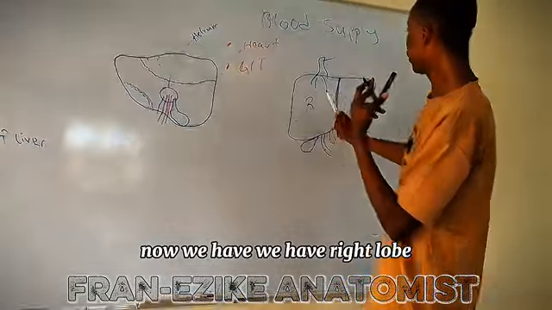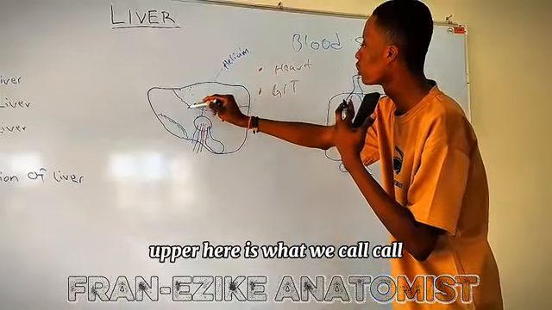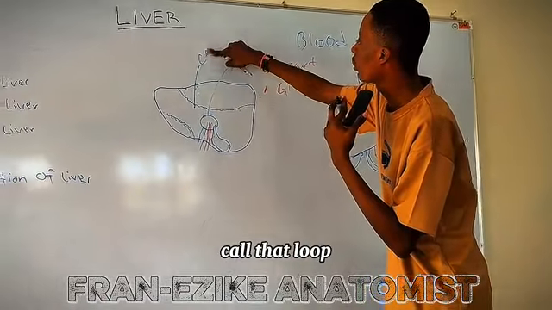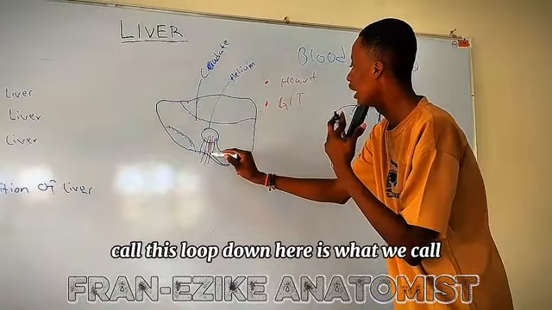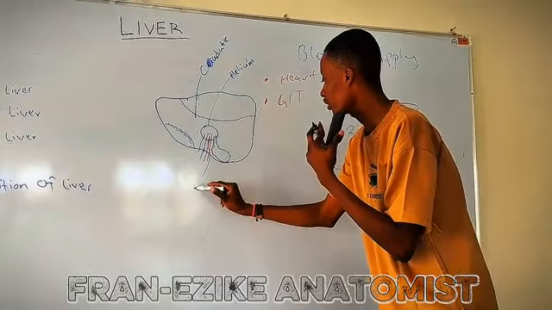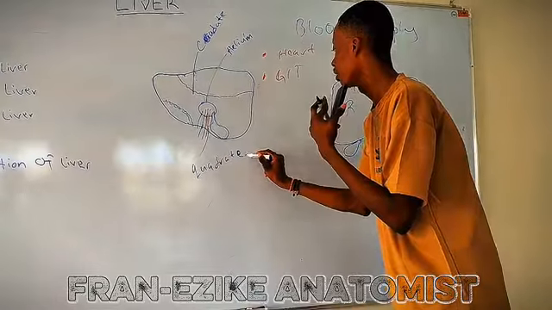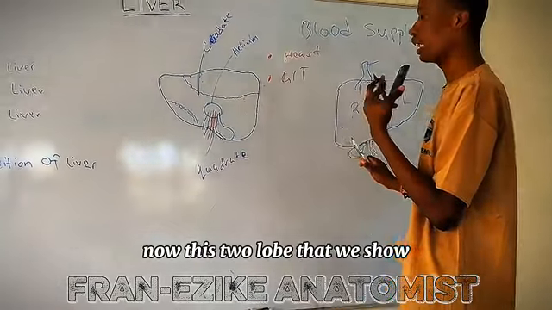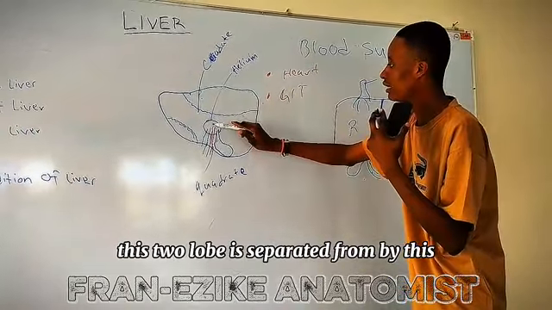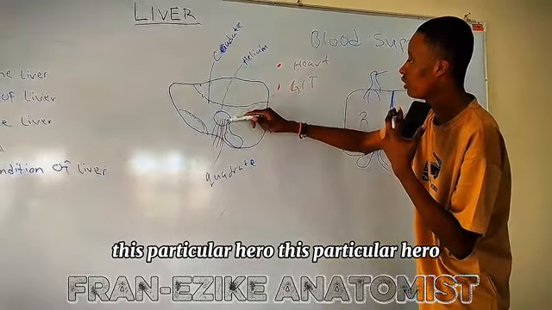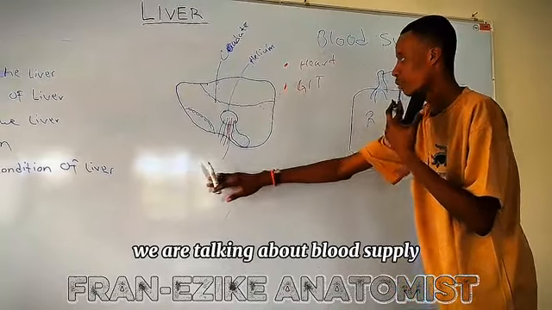Now we have right lobe, left lobe. Upper here is what we call caudate lobe. Down here is what we call quadrate lobe. Now these two lobes will tell you that we have 4 lobes in the liver. These 2 lobes are separated by this particular hilum. This hilum serves as a demarcation between these 2 lobes. But we are not talking about these things. We are talking about blood supply.